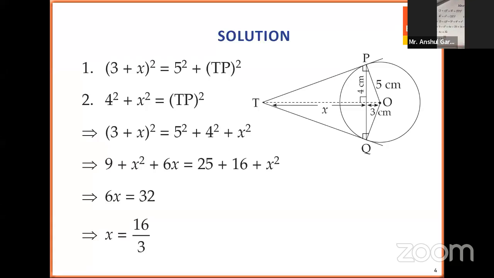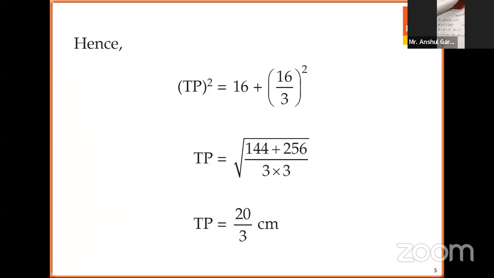हमें x मिल गया. ठीक, तो x मिल गया, x को वापस इधर डाल दिया. We found x. We put the x here again, and we find TP, which is in the next slide. Okay. So this is the next slide. This is the final answer which was asked. The final answer है TP की length. I hope it is clear now.